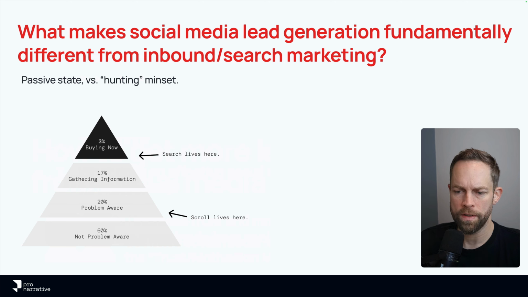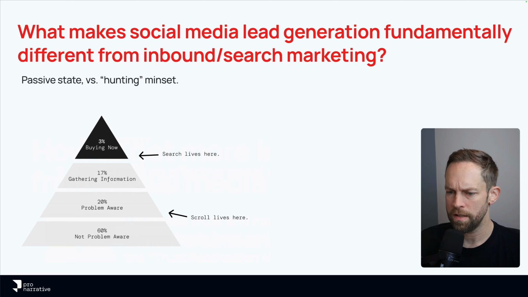And generally, this model is good for working out a strategy based on where people are in their journey. And search is at the top of this model. So those that are buying now and those that are gathering information is search. That's the dynamic for search lead gen. And then scroll is people who are mostly problem aware, probably not problem aware, and maybe there are some who are gathering information and are ready to buy now. But we've got to assume that with scroll lead gen, there's more work to be done to get them to ascend into gathering info or buying now.